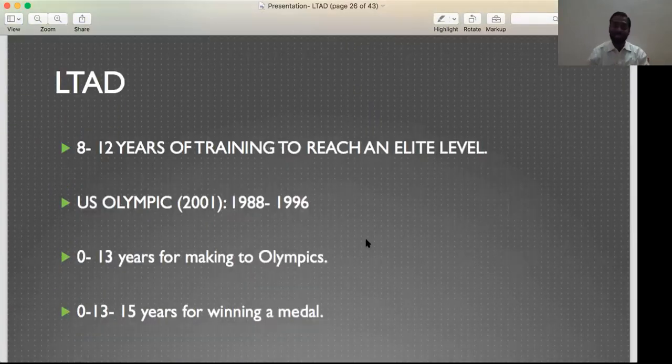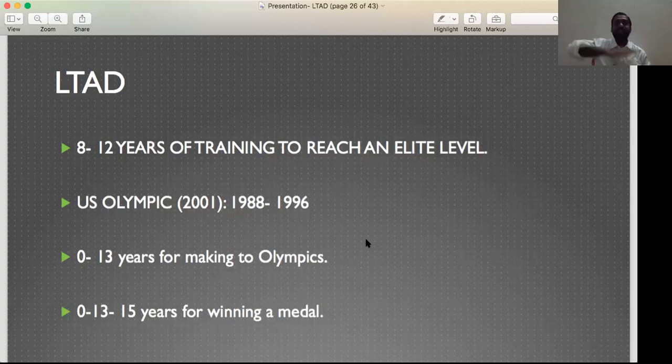So what exactly does it encompass? The US Olympic team did research on three Olympic cycles: the 1988 Seoul Olympics, the 1992 Barcelona Olympics, and the 1996 Atlanta Olympics. These three Olympic cycles were really strongly assessed. They came out with a model that it takes 8 to 12 years of training to reach an elite level, and about 10 to 13 years to make it to the Olympics. And it takes almost 13 to 15 years for one to win a medal.